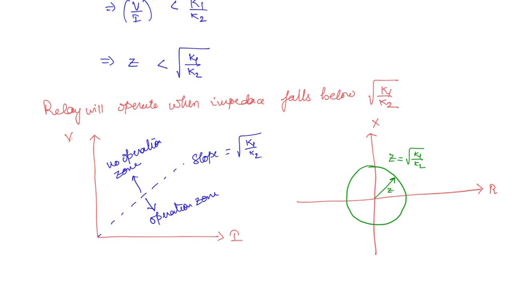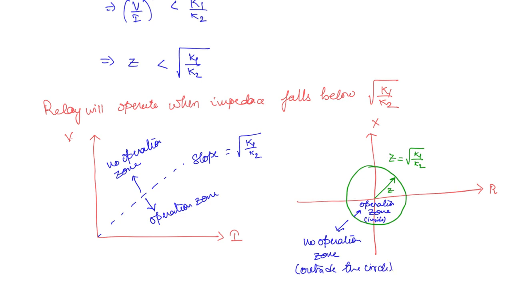So what is going to happen? If the impedance falls inside the circle, then the relay will operate. This is called the operation zone, inside the circle. Okay, if the impedance falls outside the circle, then it is not going to operate. It is called the no operation zone, outside the circle.